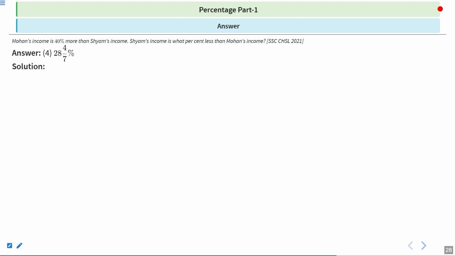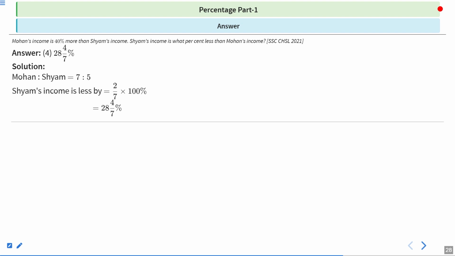Now see the detailed solution of this question. Mohan and Shyam's salary ratio is 7:5, because if we let Shyam's salary be 100, Mohan's salary will become 140. When we simplify it, we get 7:5. Now Shyam's income is less, so in the form of a ratio we can easily see it is 2 units less. So 2 upon 7 multiplied by 100 gives the percentage value. When we simplify it, we get 28 and 4 by 7%. So fourth is the correct answer. Next one.